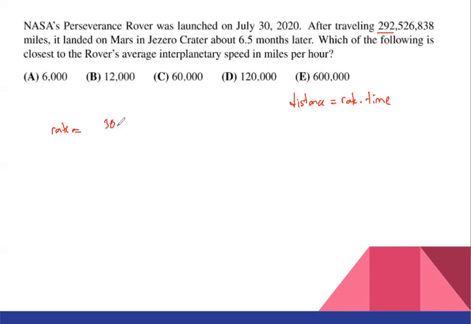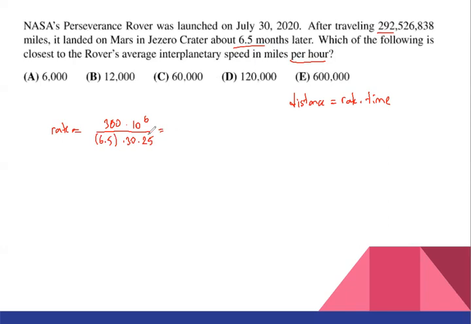So that would be 300, and then adding 6 zeros, I'm going to write 300 times 10 to the 6th power, divided by 6.5 months. But we are looking for the average as miles per hour. So I can multiply this by 30 days, because every month has about 30 days, maybe 31, but it's easier to divide by 30. Each day has 24 hours, but I don't want to use 24, so I'm going to use 25.